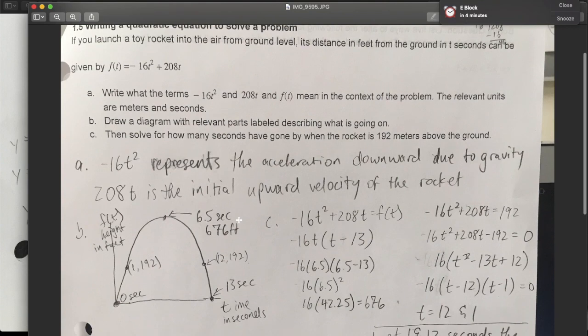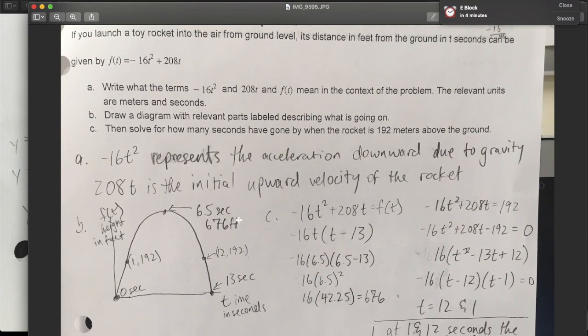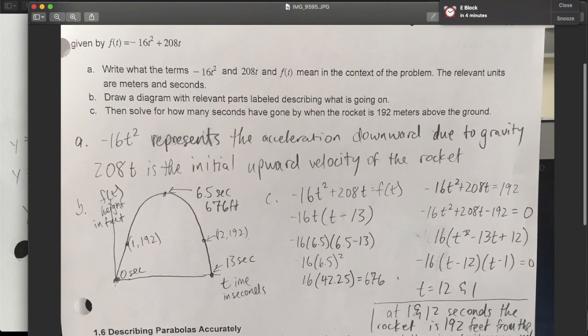Because we observe that rockets do, in fact, fall back down to Earth if they're just launched up with no extra rocket fuel in them. Okay, then we draw a diagram. So we have a parabola. The parabola is denoted by f of t, the height on the y-axis in feet, and the x-axis is t, time in seconds. At 0 seconds, it's at 0 feet.